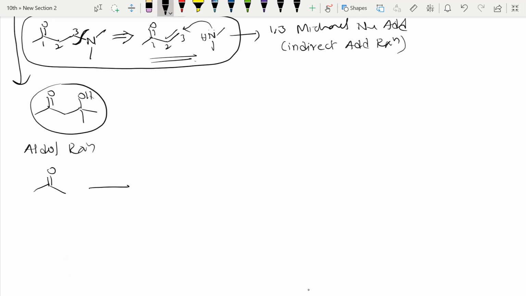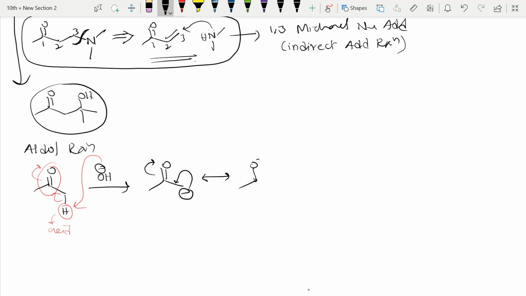I will add a base, OH minus. Here a proton is there. These protons are acidic. You know that these protons are acidic because of this functional group, which can stabilize the electron density like this. So this O minus will take this proton. I will get this compound with a double bond to O, and the carbon gets a negative charge. That negative charge will be stabilized by this electron withdrawing group, so it will be O minus and here like this. If you see, the equilibrium will be more towards the right side, so we show an arrow like this.